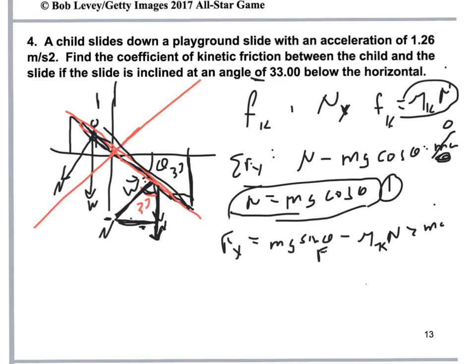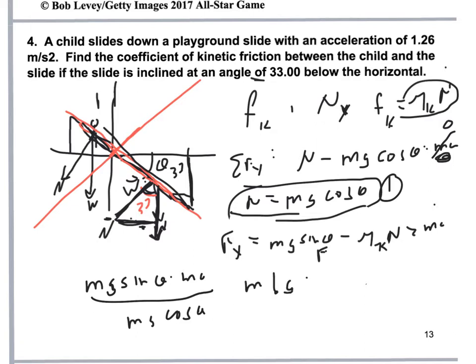So back to our equation here. We have our mg sine theta minus ma divided by mg cosine theta. So we can factor the m's out, and we have g sine theta minus a over g cosine theta. So the m's are going to cancel each other out over here.